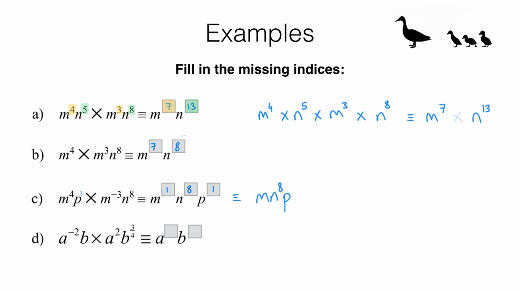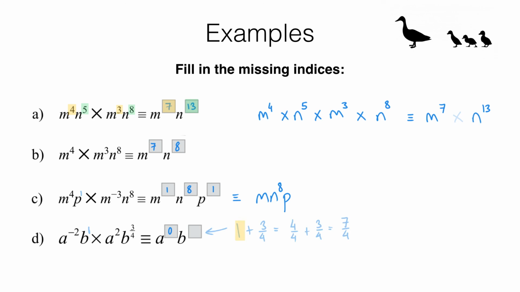We've got a to the negative 2 multiplied by b multiplied by a to the power of 2 multiplied by b to the power of 3/4. Focusing on the a's, we have an a to the power of negative 2 multiplied by a to the power of 2. So we can add those indices, negative 2 and 2 add up to 0. So that gives us a to the power of 0. Then multiplying by the b's, we've got b to the power of 1 multiplied by b to the power of 3/4. And when we add 1 and 3/4, we get 7/4.